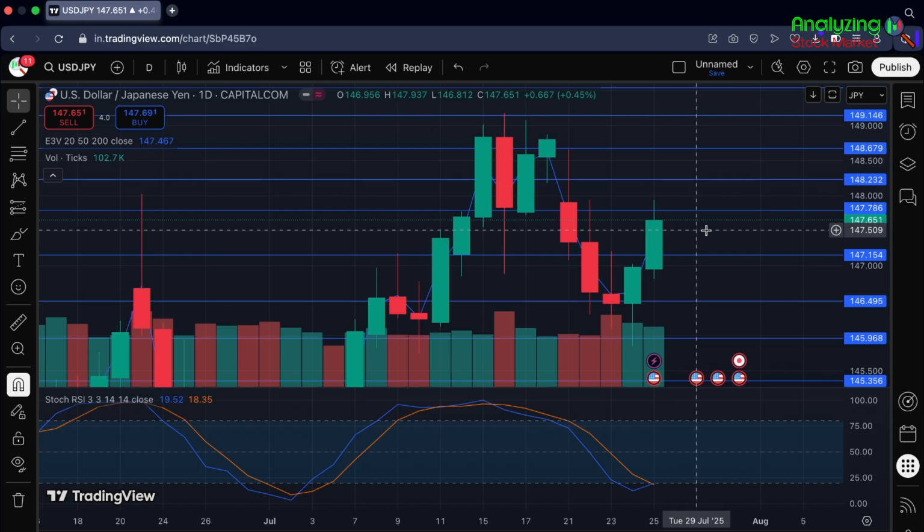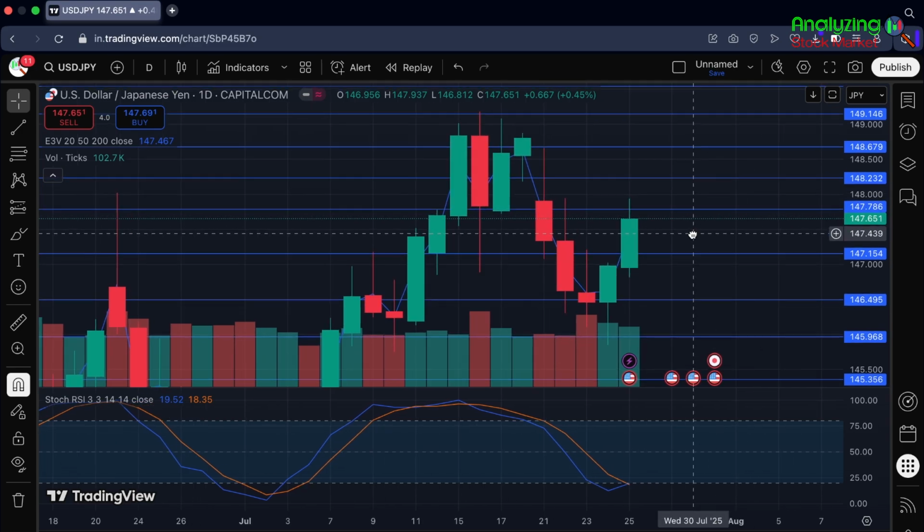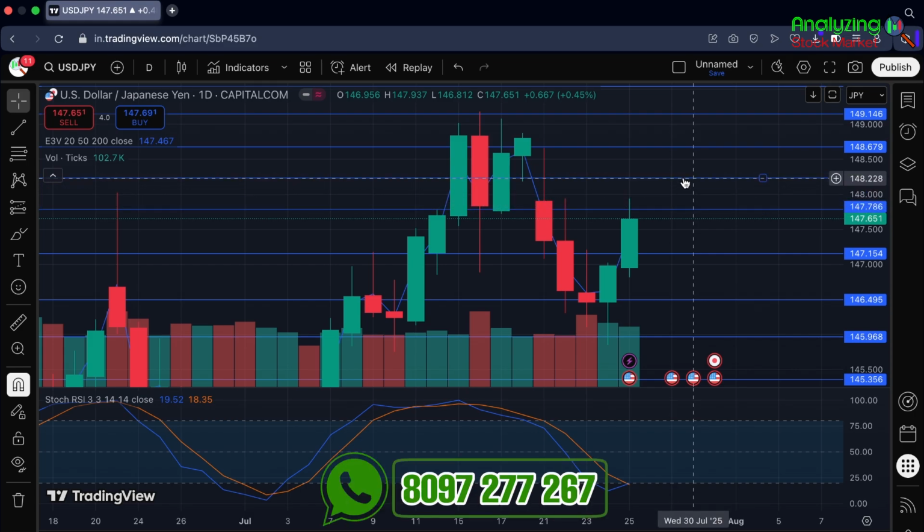Let's now talk about my opinion on the USD JPY pair for this week. According to the previous week's closing, I'm expecting a positive move in this range, that is 147.786 to 148.232. I'm expecting a positive closing till Friday in this range. What are your expectations? Do let me know.